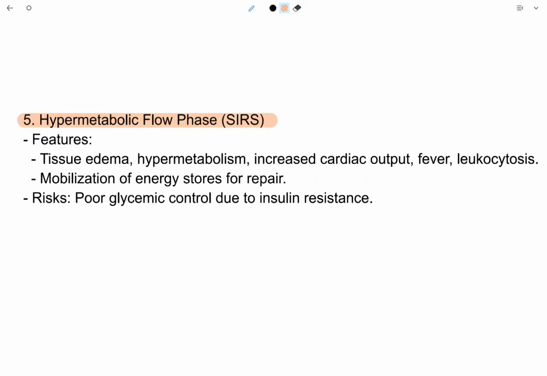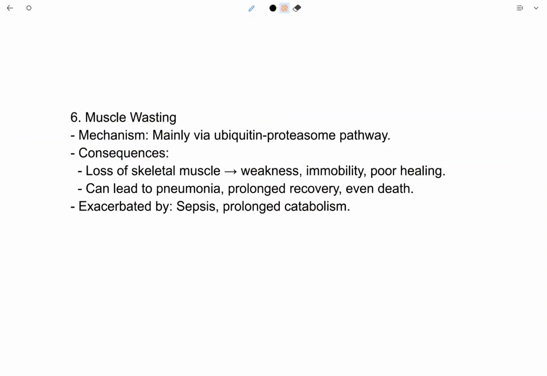Hypermetabolic flow phase, or SIRS. SIRS is systemic inflammatory response syndrome. Its features are tissue edema, hypermetabolism, increased cardiac output, fever, leukocytosis, mobilization of energy stores for repair, and risk of poor glycemic control due to insulin resistance. So these are features of systemic inflammatory response syndrome.